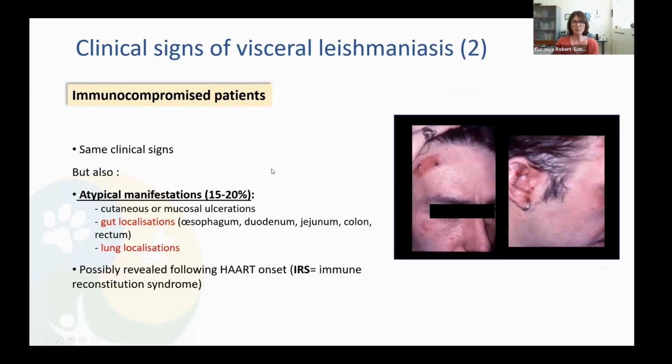So as I told you, in Europe now we observe more cases in immunocompromised patients. The clinical signs are typically the same, hepatosplenomegaly and so on. But in HIV patients, we also observe skin manifestations, as shown on this picture, with ulceration, even due to Leishmania infantum, and more atypical manifestations, but still observed in 20 to 50% of patients, which are gut localization and lung localization with ulceration in the digestive tract. And in this ulceration, you also find Leishmania parasites.